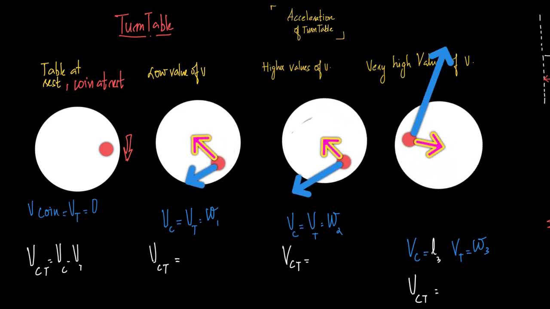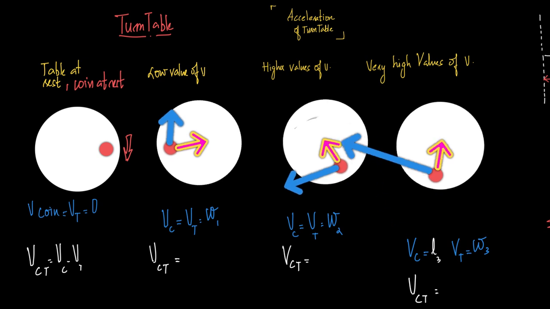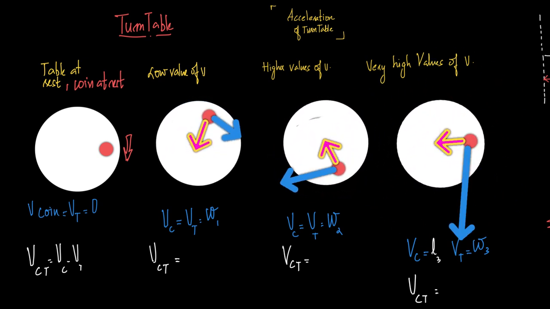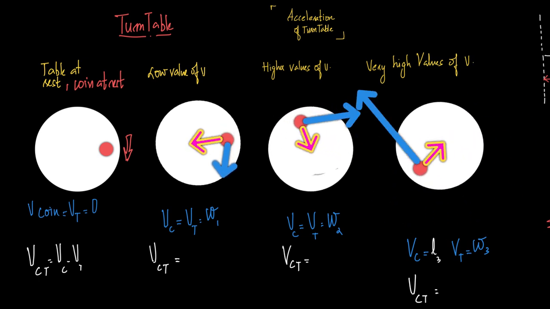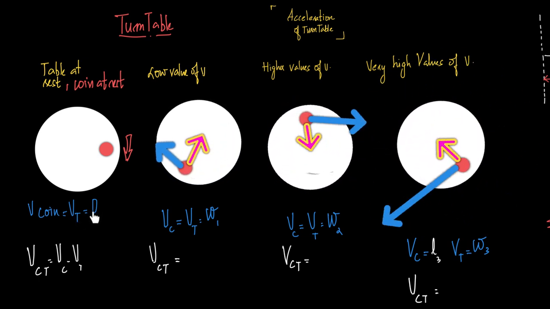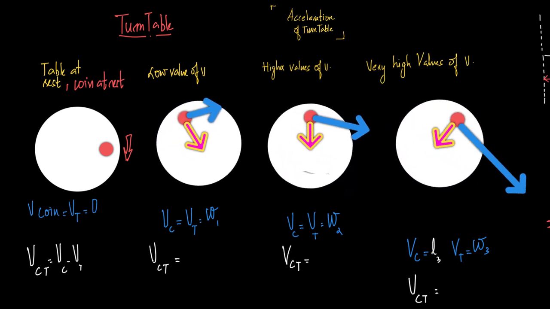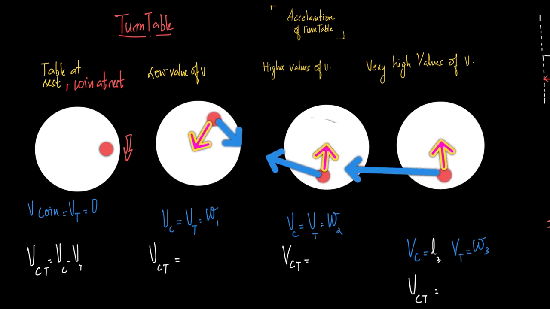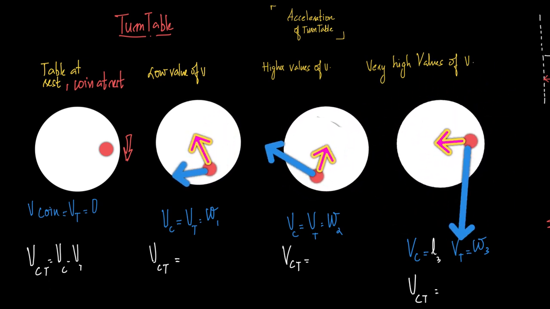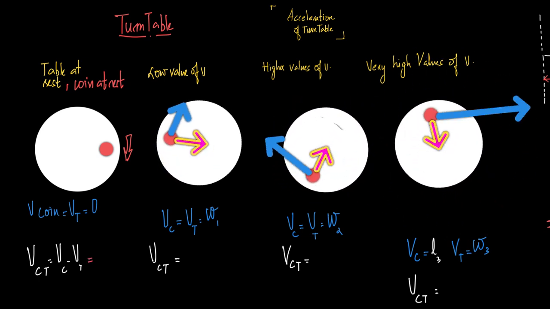Okay. Now let's try to understand the mathematical representation of whatever we have said so far. See, velocity of coin is equal to velocity of table, which is equal to 0. Am I correct here? If this is correct, tell me what is the velocity of coin with respect to velocity of table? Exactly. It would be Vc minus Vd, which is actually equal to, let me use a different color here.